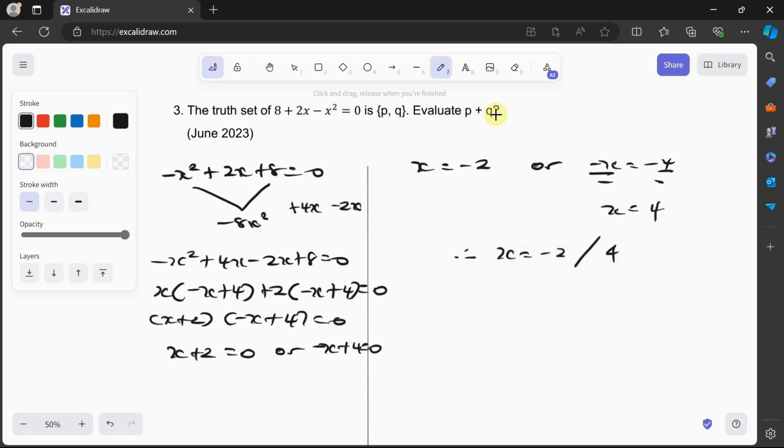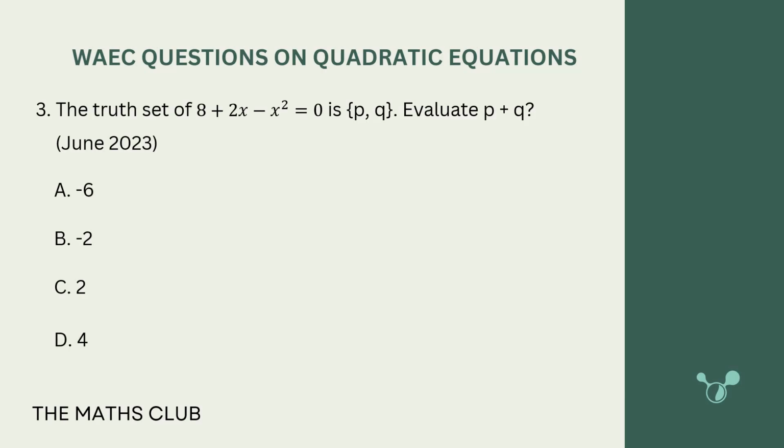And then next we should find p plus q. If this is p, this will be q, right? So p plus q would be minus 2 plus 4, which is 2, and that would be option C.